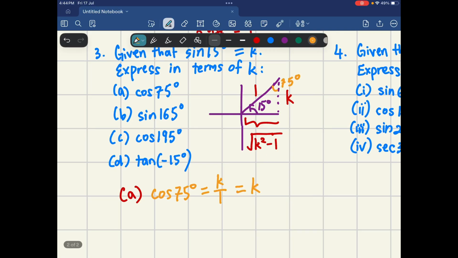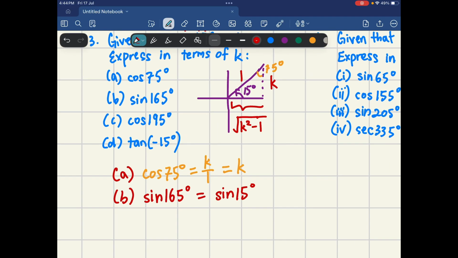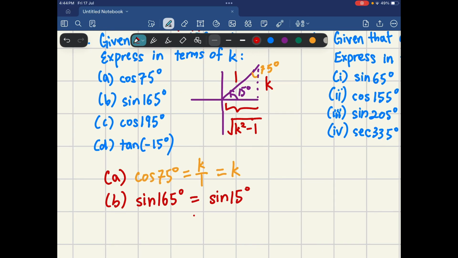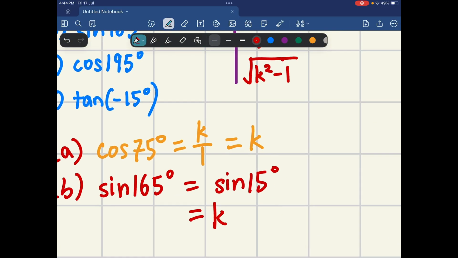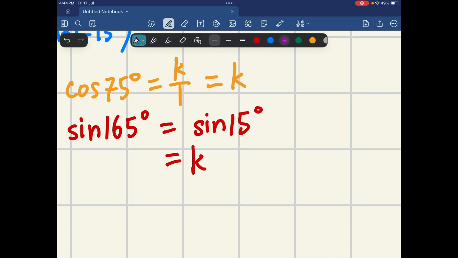For B is sine 165. Now sine 165 will be equal to sine 15 degrees, which will also be k. This is because if I draw out another diagram with 165, you'll realize that my reference angle will be 15 degrees.